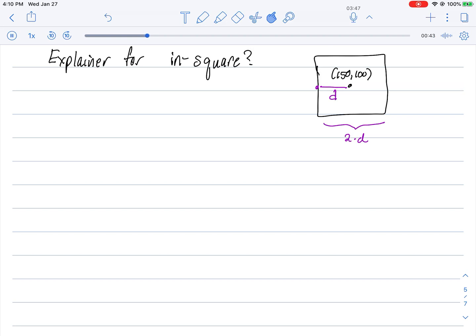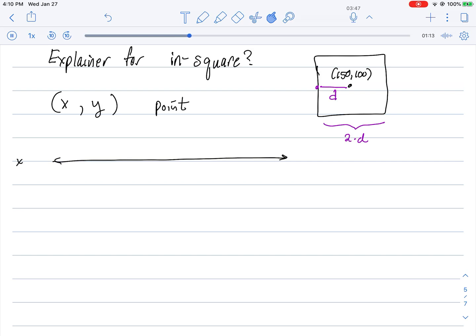So now we have a point x and y, and we're trying to figure out if this point x and y is in the square. So first of all, let's figure out whether x could possibly be in the square. So we'll just look at x by itself. So we'll draw a little number line for x.